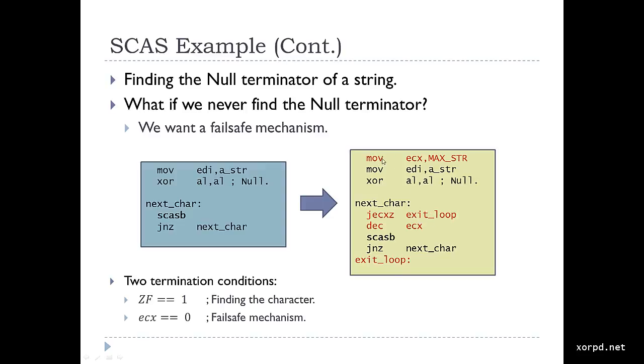Basically, we just added some instructions to make sure that we don't stay inside this loop too long, because we don't want to stay here forever. We want to make sure that either we find the null terminator or we have gone through max_star bytes. This is the maximal amount of bytes that we are willing to check. We are not going to check more than max_star bytes.